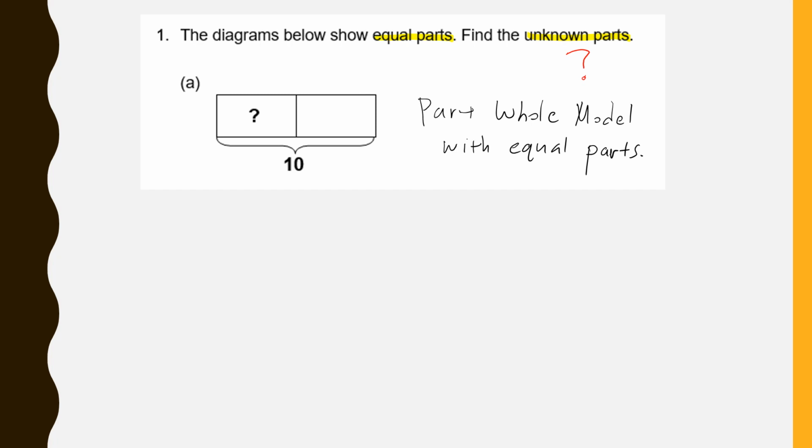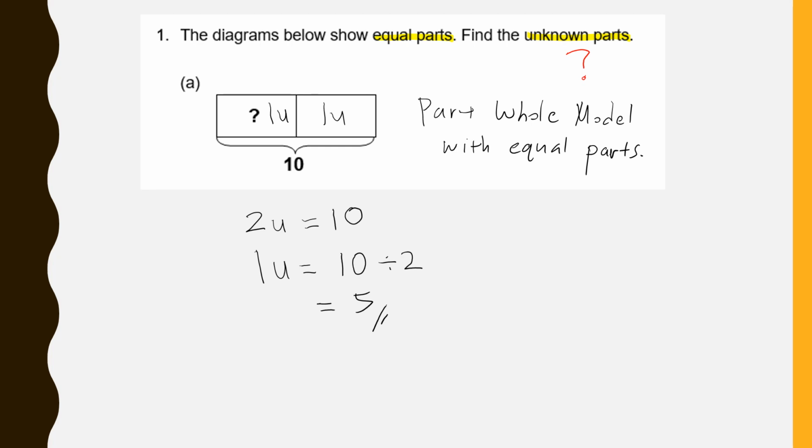Now how do we approach this question? We must always label each equal part as one U. U stands for unit. Right now there are two parts here, so 2U equals 10. This is the given total. And then to find one unit, which is what the question is asking, you take the given total and divide by 2, and you get 5. So this is the answer to part A.